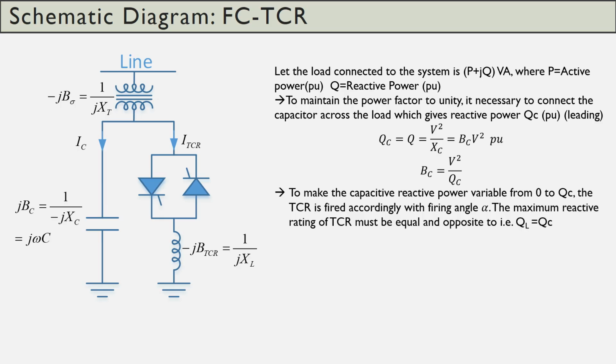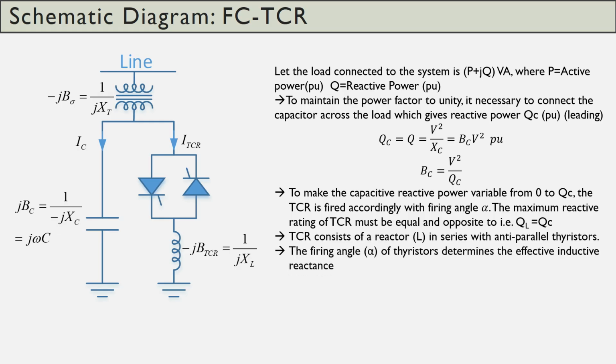To make the reactive power variable from 0 to QC, whatever the reactive power we want to make variable from 0 to QC, we have to connect the TCR scheme in parallel with the fixed capacitor, such that the firing angle of this TCR will control the current I_TCR. Hence the net current supplied is equal to I_C plus I_TCR. So the reactive power rating of the TCR must be equal and opposite to the reactive power supplied by the capacitor. Hence, QL is equal to QC.